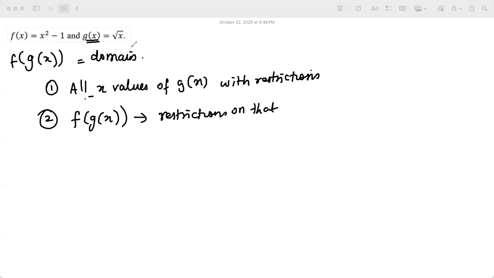Now you tell me, what are the x values possible for g of x? What is the restriction? Any restrictions there for this function? Do you have any restriction on the domain? Guys, you can all say, right? The function is square root of x. Okay, what are restrictions? If you have a function 1 by x, what is the restriction? Who can tell me?